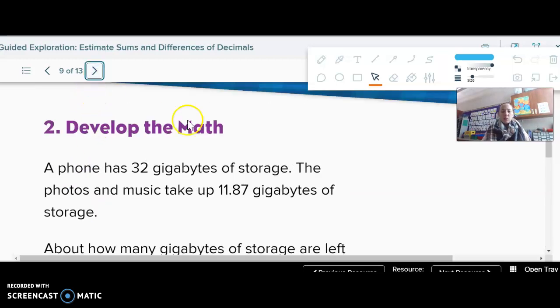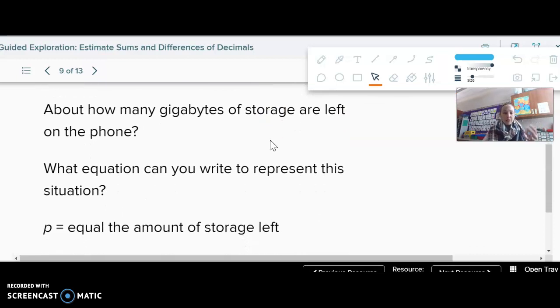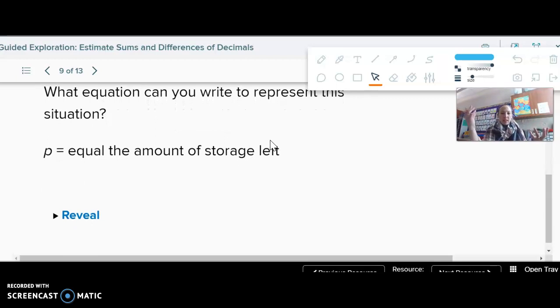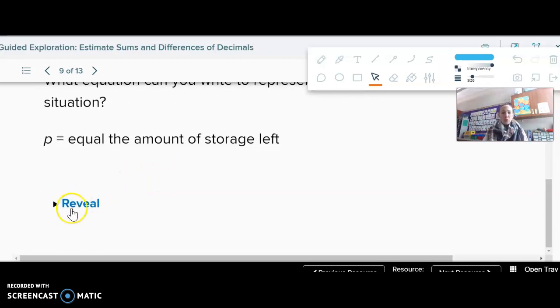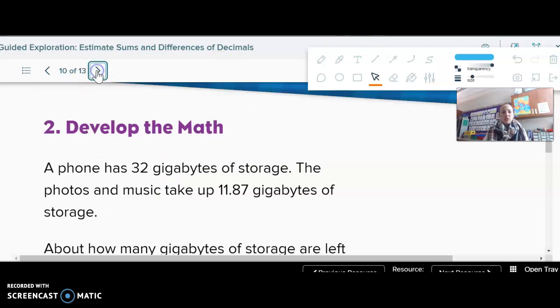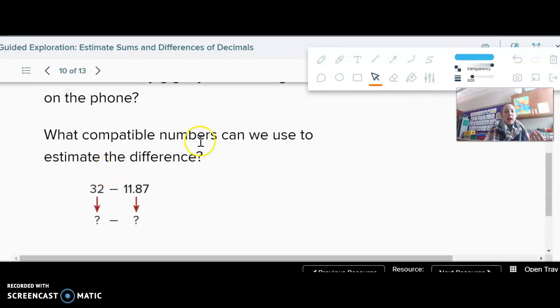Yes, in this case it was reasonable. So now if we're figuring out how much is left, well, if we use P, a letter, to represent how much is left, we could say the whole thing minus what we've used equals what's left. So when they say we're going to use compatible numbers, it means pick ones that are easy to, in this case, subtract.